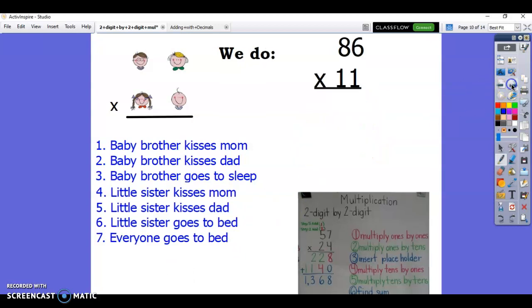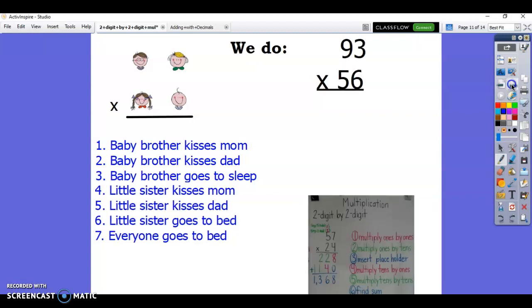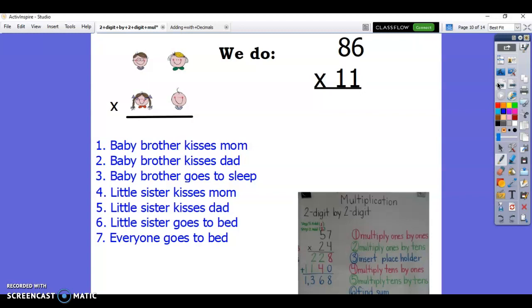Next one. You have 86 times 11. You can use whatever acronym works for you. So make sure you pay attention to your work. 86 times 11. Pause the video here, try to work it out, and then if you can get it, check and make sure you did it correct.